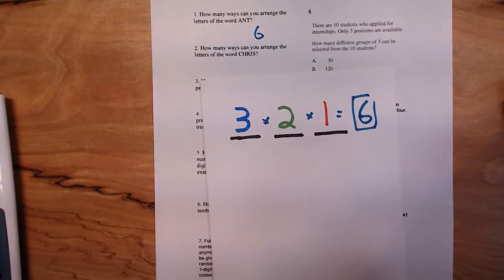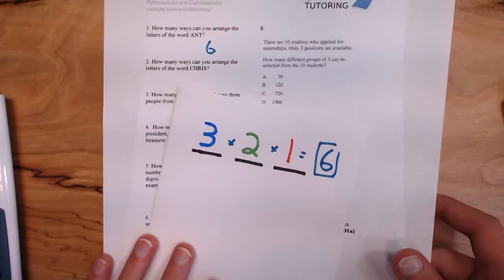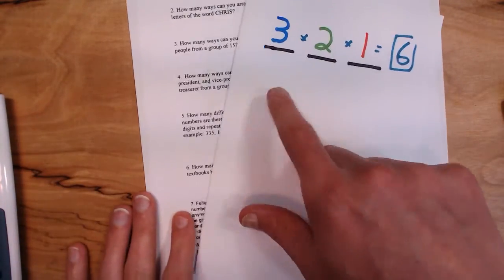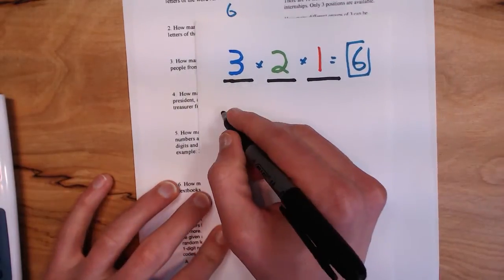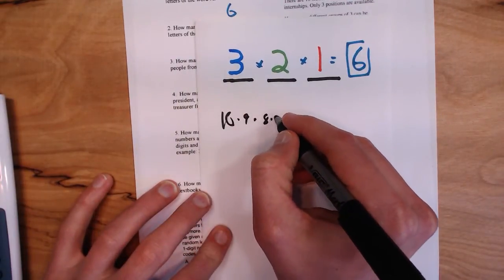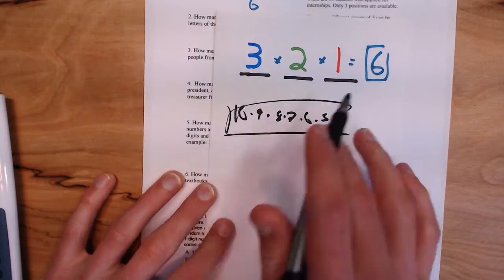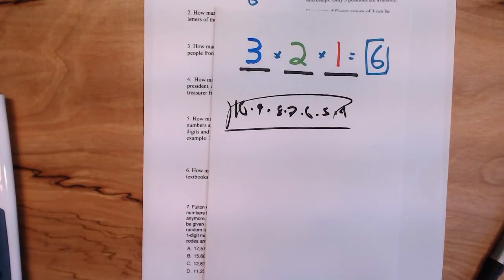Now, what I want you to be aware of here is there's a shortcut on the calculator. That shortcut's going to come in handy. This is easy, but what if you had something like 10 times 9 times 8 times 7 times 6 times 5? That's a lot longer, and we'll have something like that later. If you do, I don't want you to waste your time typing all that into the calculator.